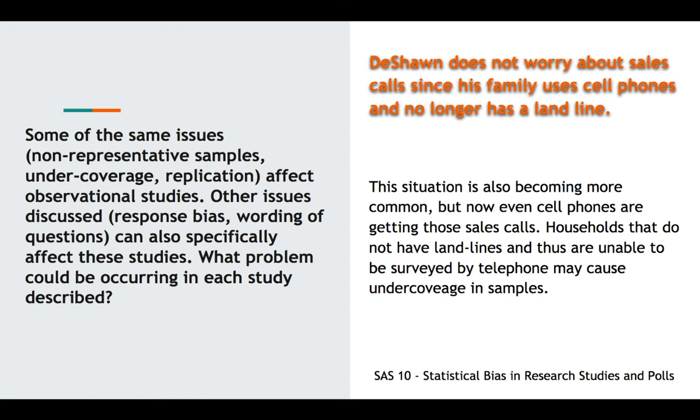Deshaun does not worry about the sales call since his family uses cell phones and no longer has a landline. Now, this situation is becoming more common, but even cell phones are getting those sales calls too. Households that don't have landlines and thus are unable to be surveyed by telephone survey companies may cause undercoverage in samples.